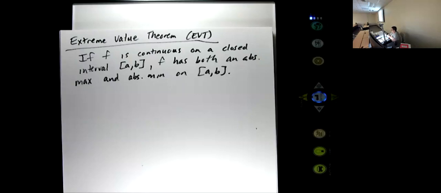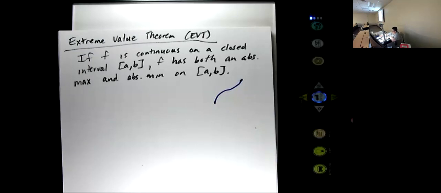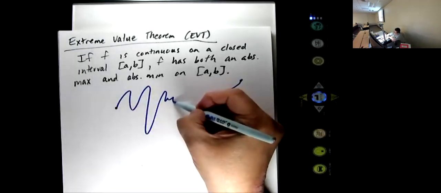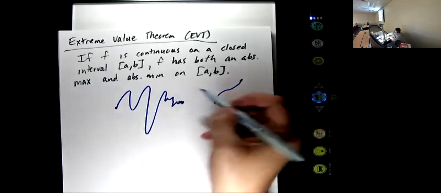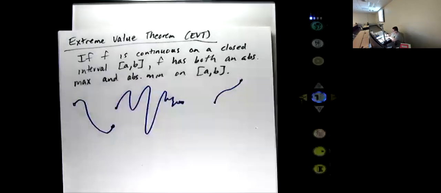They're really proud of this. They reference it all the time. What it means is if we have a line and it's continuous, it doesn't matter what it looks like. It could do something like this. If it's continuous, it doesn't matter which one it is. There is a max and there is a min. Absolute max and absolute min.